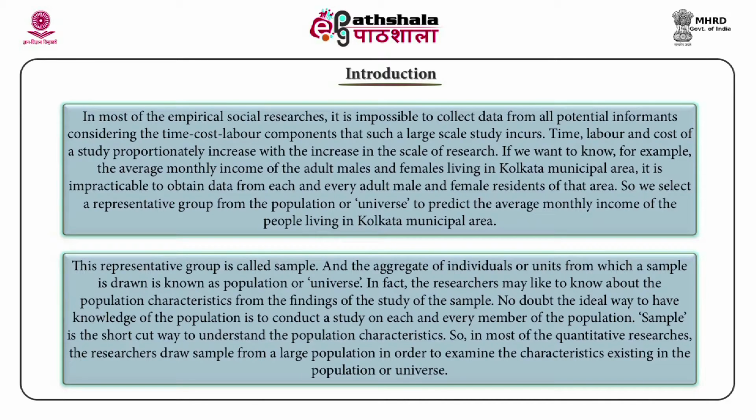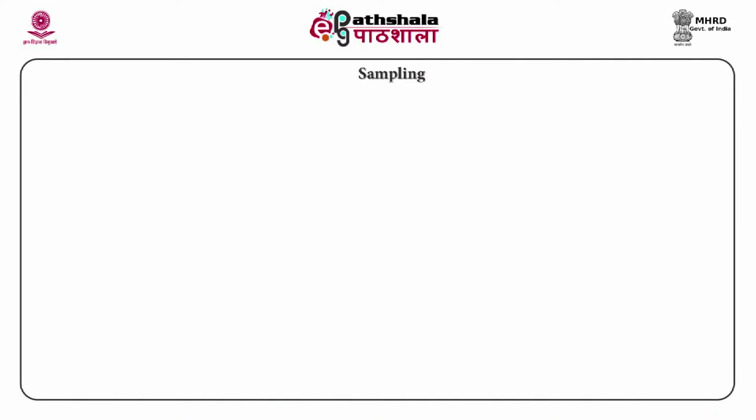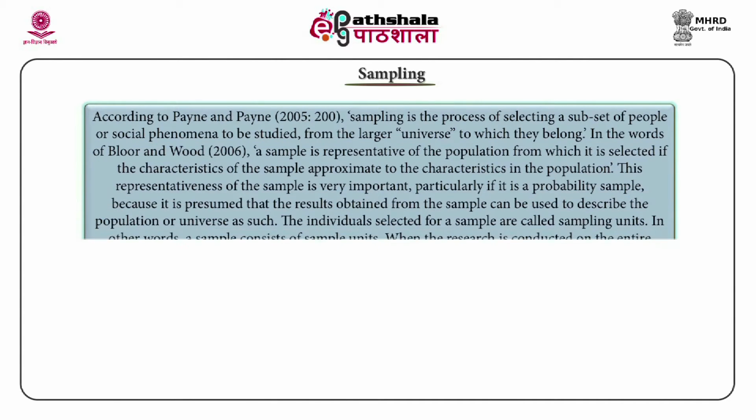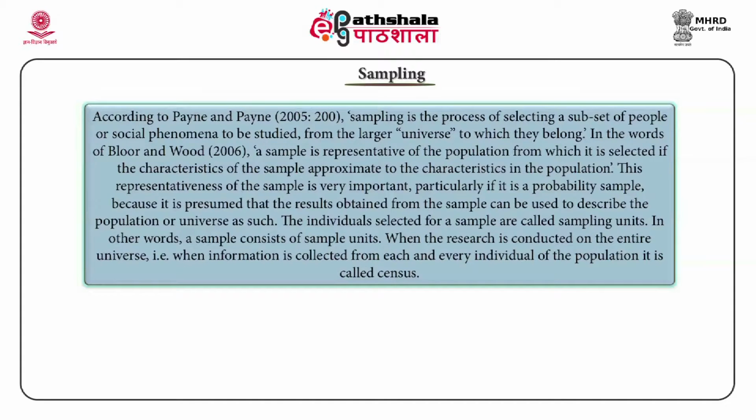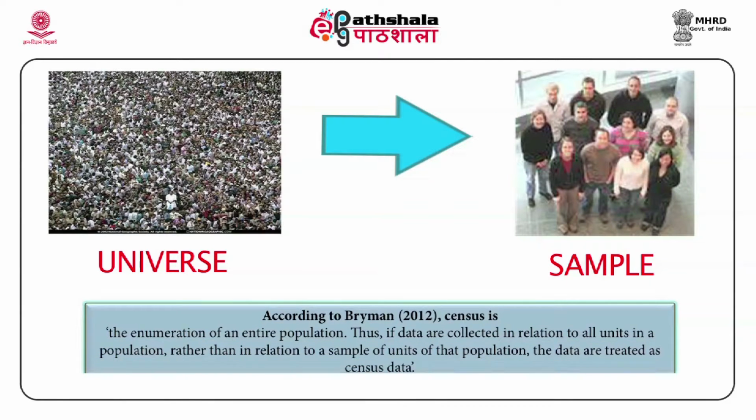The value of a variable calculated from the sample is called statistic, and the value of a variable existing in the population or universe is called parameter. Sampling is the process of selecting a representative group of people or social phenomena to be studied from the population. This representativeness of the sample is very important because it is presumed that the results obtained from the sample can be used to describe the population or universe as such. The individuals selected for a sample are called sample units.